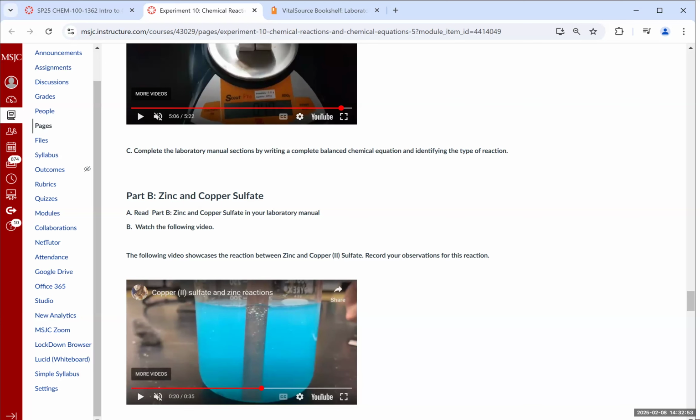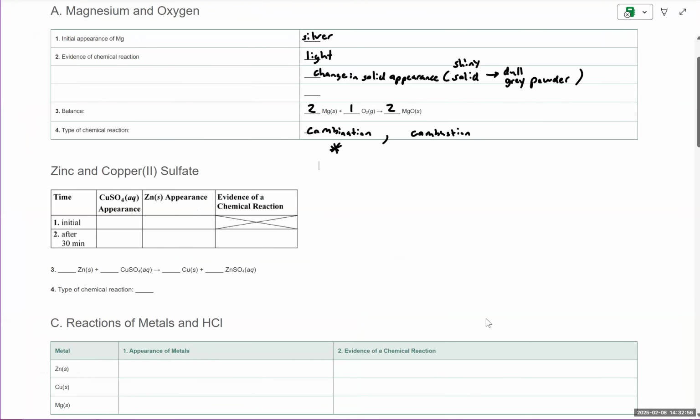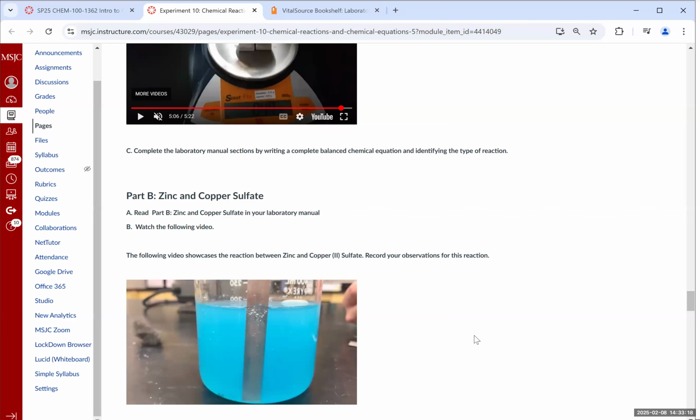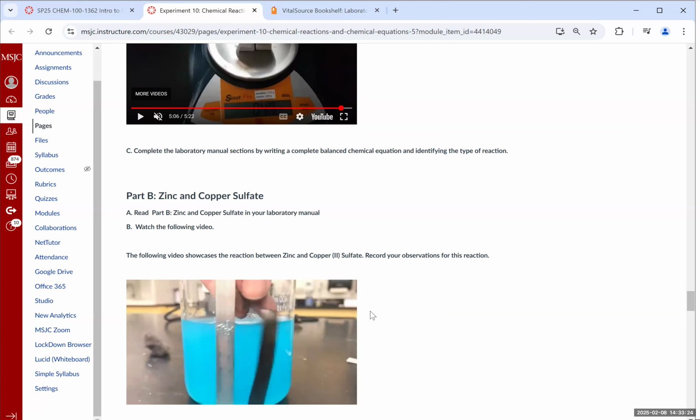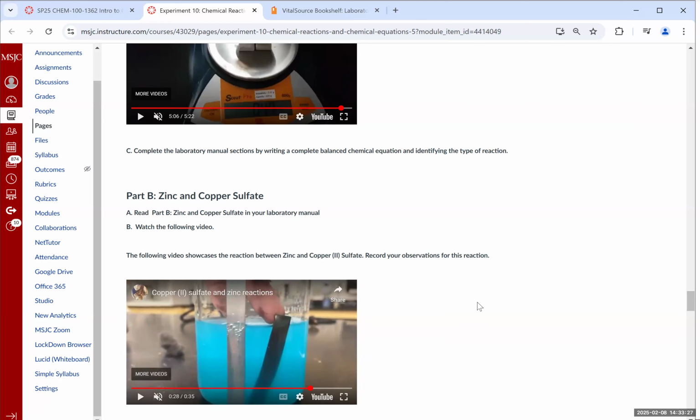And let's now note just the appearance. The copper sulfate appearance, we note that it's a blue solution, and the zinc appearance is a shiny gray piece of metal. Okay. We're going to allow some time to pass, and this video has been sped up. As you can notice, those bubbles that are happening on the surface provide us some evidence that a chemical reaction has occurred.